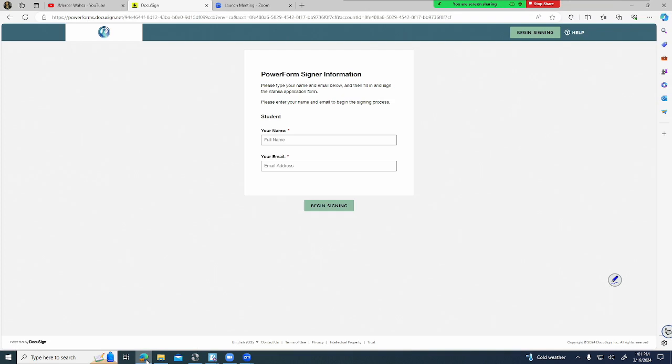You can go to that, and it would look like this. It's called a Power Form Signer Information. You would need to put in your full name and your email address. That's the most important part: you need an email address. If you do not have one and you want to register with WASA, all WASA students or NNEC students are provided an email, so we can set that up for you. Again, this is just an online application form so that you can apply for a course at WASA.